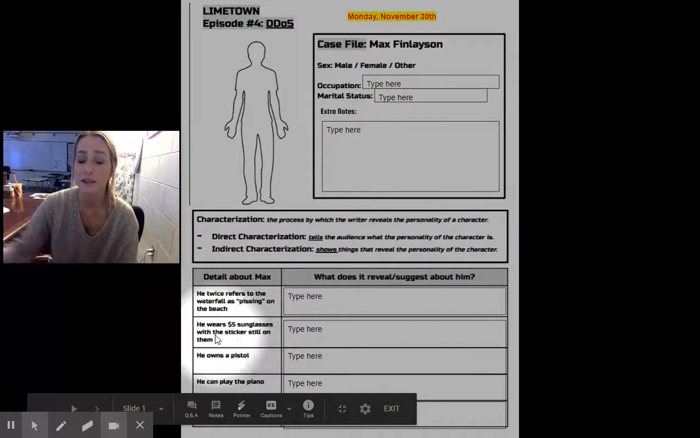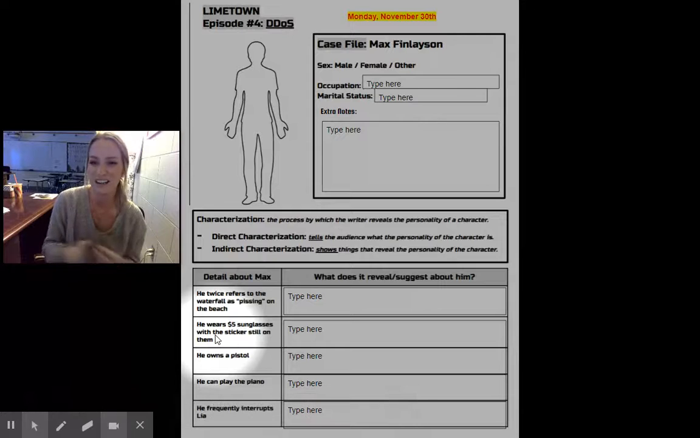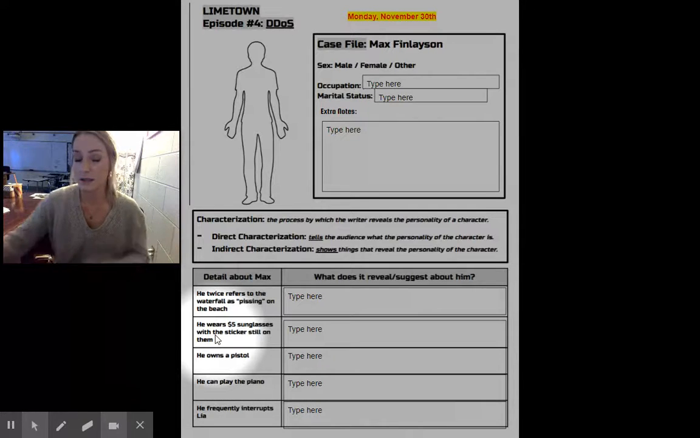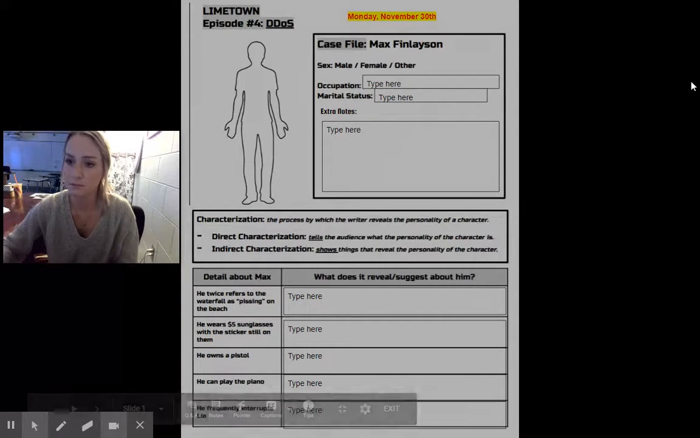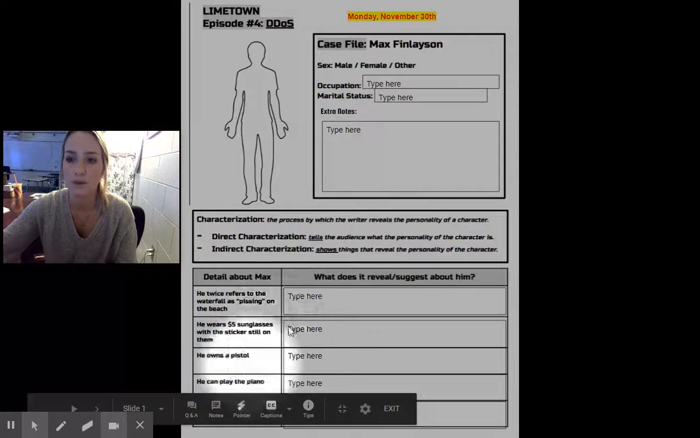So maybe that could tell me he might be always in a rush, or maybe he just doesn't really care about appearances. He's not materialistic, something like that. And then you'll do that for all of these. What do these things tell you about Max?